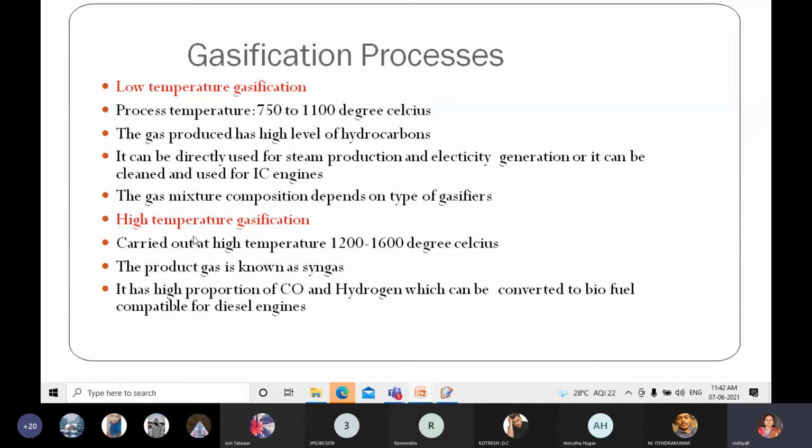High temperature gasification is carried out at 1200 to 1600 degrees Celsius, and the product gas is known as syngas. At high temperature, remember, we get a high proportion of carbon monoxide and hydrogen, which can be converted into biofuel that can be used for diesel engines.